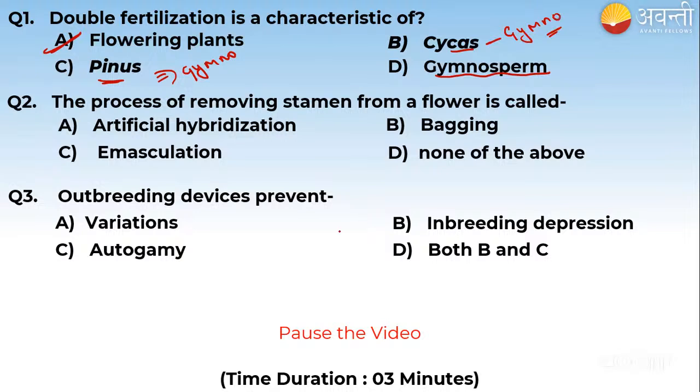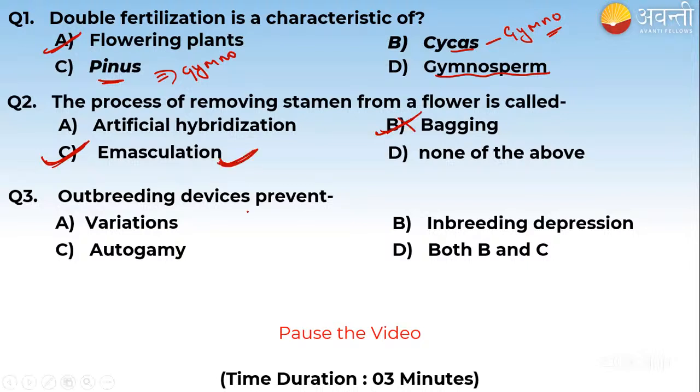Okay. Next, second question. The process of removing the stamen from the flower is called as what? In the last class, we studied artificial hybridization. Very good, JNV Hyderabad, Tanuja, Sanjushri, Ranganayaki. In the artificial hybridization, removal of the stamen we call as emasculation. And bagging of the stigma by the butter paper and the polythene is called as bagging, right? So the correct answer is emasculation, option C.